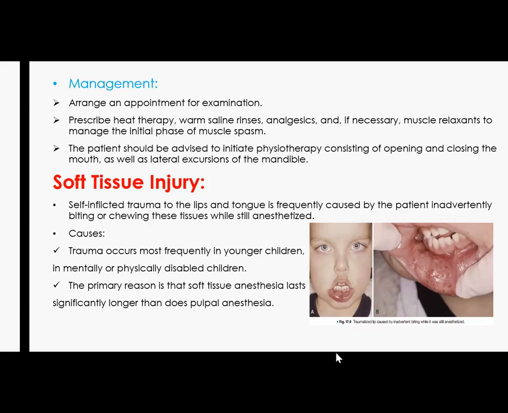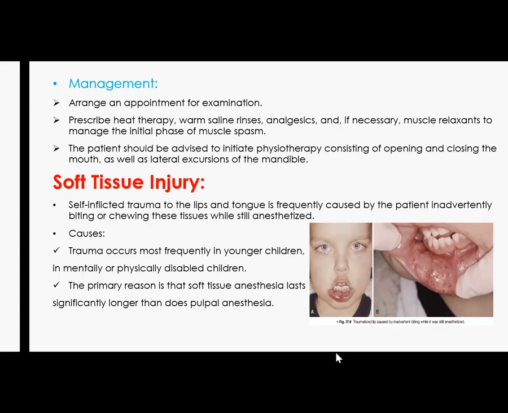The next complication is soft tissue injury. Soft tissue injury does not happen directly because of local anesthesia. It happens either due to improper instrumentation, which is highly unlikely because whenever we handle the instruments, we see where we are placing the instruments. So usually not much of a problem. But one of the common causes for soft tissue injury is that patients, without their knowledge, tend to bite their soft tissues.